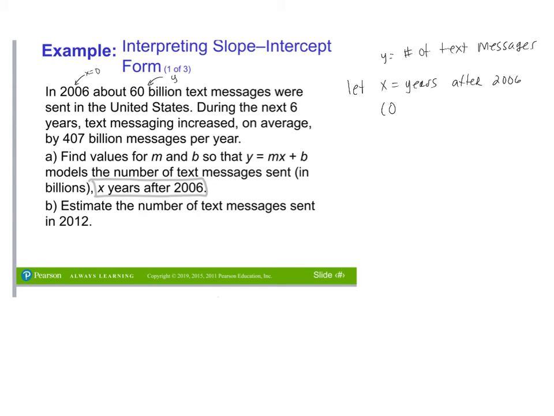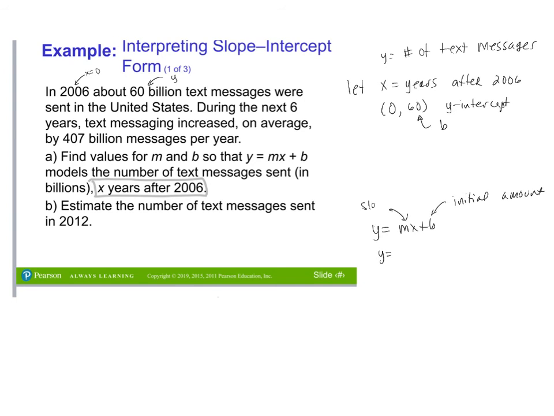Okay, so what's given there is actually an ordered pair. When x is 0, y is 60. And that is my initial value. That's my y-intercept. And so that 60, that is the y value of the y-intercept. So that is the b in y equals mx plus b. So if I'm trying to write an equation, y equals mx plus b, that initial amount, in this case, is 60 billion. So we still need to find our slope, right?